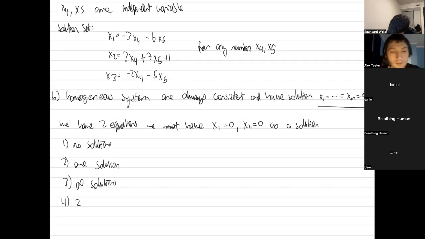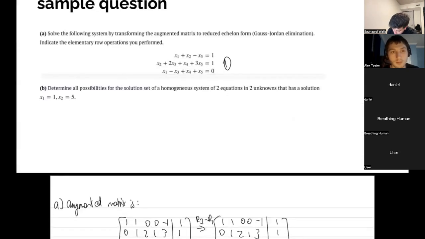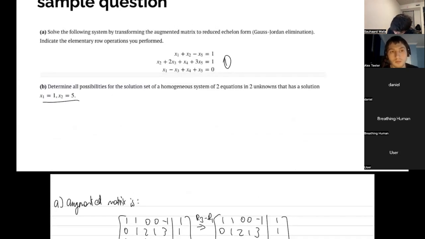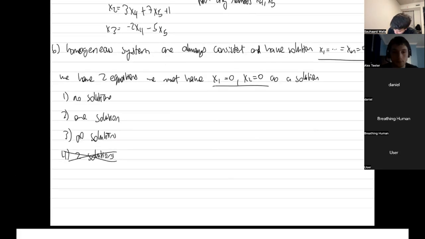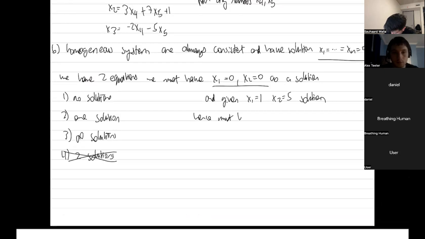Can you have 2 solutions? No, perfect, good, people know. So if we have a homogeneous system of equations and we're saying that this is a solution and the question is saying that this is also a solution, what do we know about our homogeneous system of equations? Exactly. Given the x1 equal to 1, x2 equal to 5 solution, we hence must have infinite solutions. And that's it.